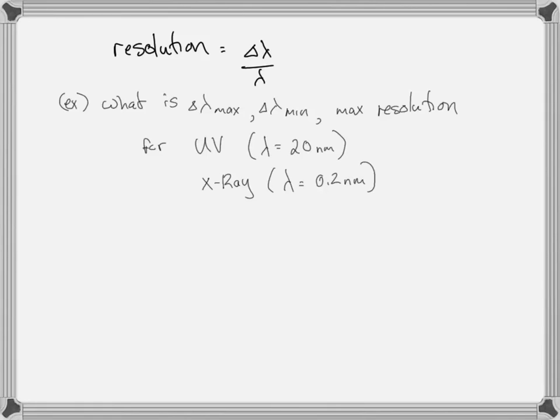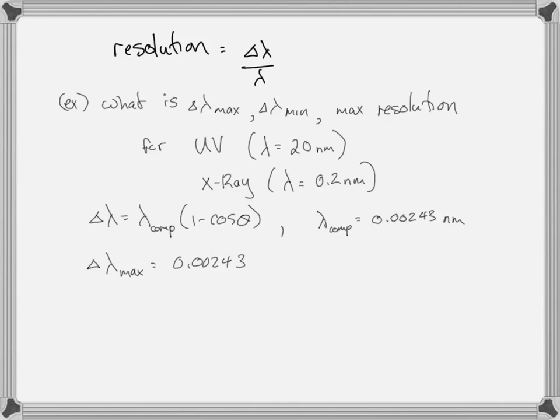So let's just do this for ultraviolet light and X-ray light. What is the following? Well, we know that delta lambda is equal to the Compton wavelength, I'll just keep calling that lambda sub C, times 1 minus cosine theta, where lambda C is h over mc, where m is the mass of the electron, which we calculated earlier as 0.00243 nanometers. Okay, so let's see. What is delta lambda maximum?